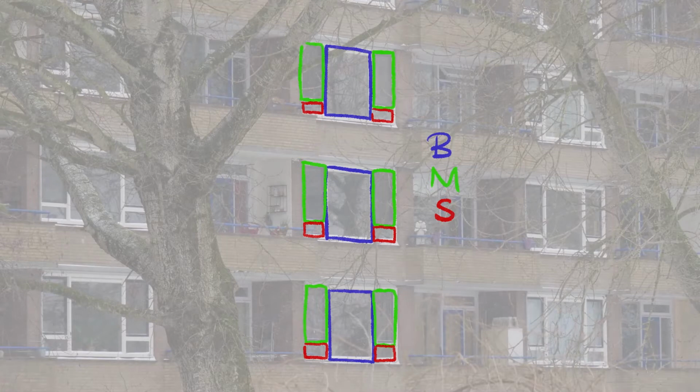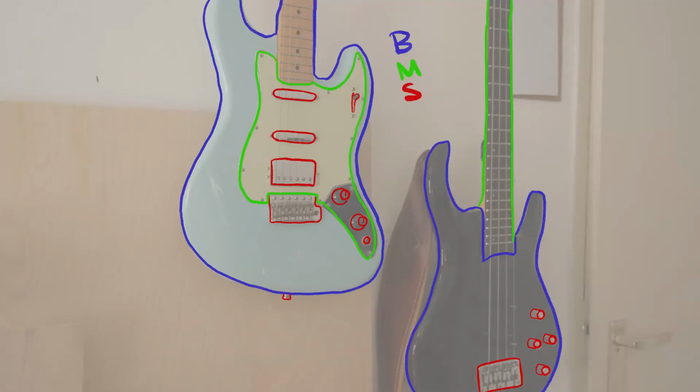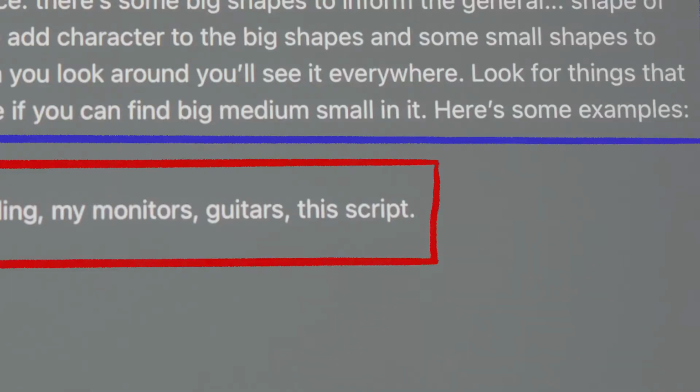You can find this stuff everywhere around you. All the stuff that is pleasing to the eye usually has big, medium, small baked right into it. So here's a couple of examples. Look at the windows on this building across my house. Look at my monitors. Look at my guitars. Look at this script. So is this something that we can use in audio design?